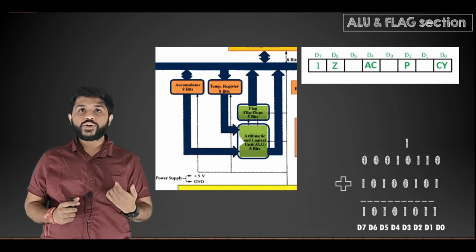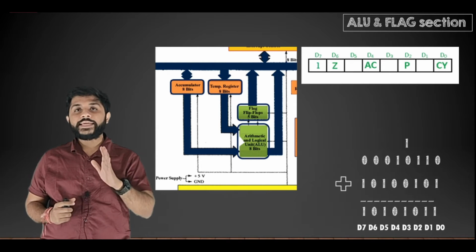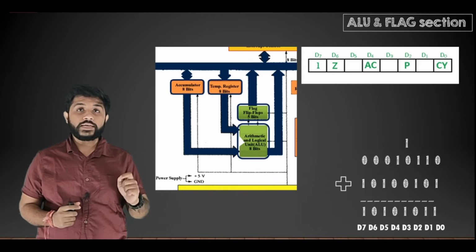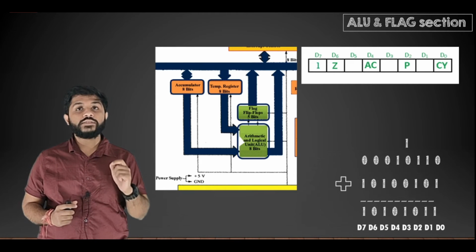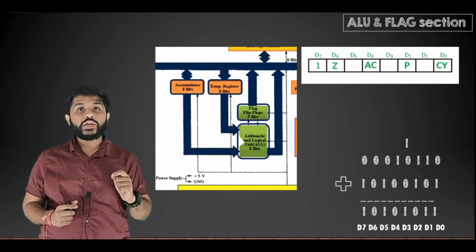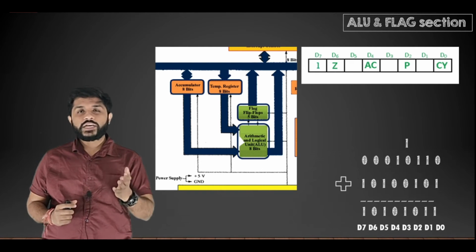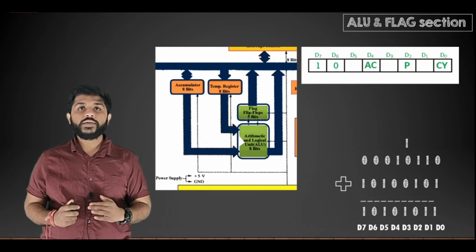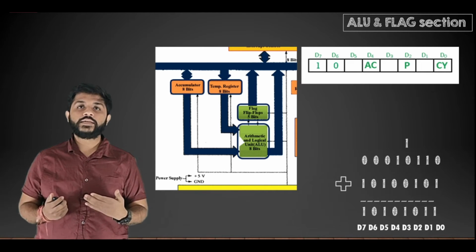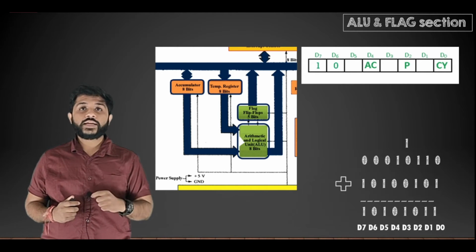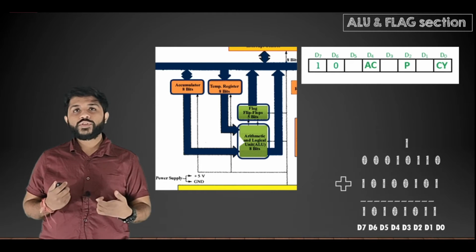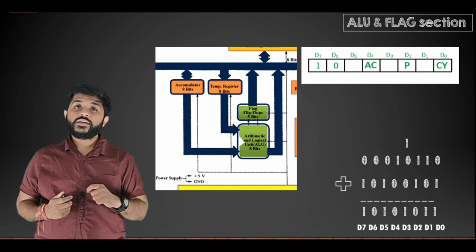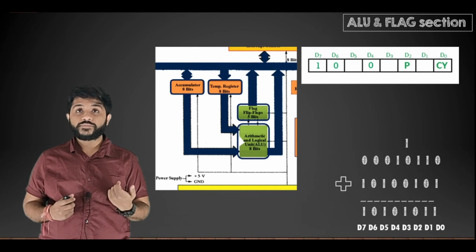After that, let's see when the zero flag will be affected. After performing any arithmetic and logical operation, if all the bits from D0 to D7 are 0, in that case the zero flag will be set, meaning the value of the zero flag will be 1. Right now you can see that in the answer all the bits are not 0, so the value of the zero flag will be 0, that is, reset. The next flag is the auxiliary carry flag. We are going to see its function with a different example. Let's first see how the parity flag is changed.